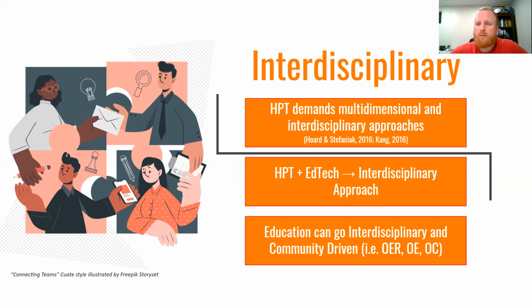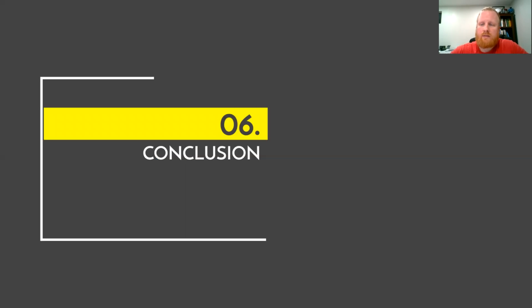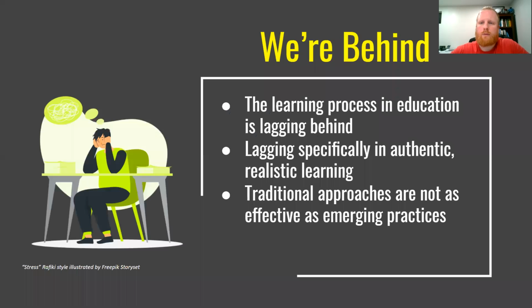Education should be cooperative. And as we take a look at these interdisciplinary approaches, we should continue to keep that in mind for HPT and EdTech. All right, so let's wrap up a couple things. A big notion here is that we're behind. We're still in the traditional teacher-centered environment, and the learning process in education is lagging behind. It's lagging specifically in authentic and realistic learning, especially through the digital learning environment. Because of that, we're not allowing other practitioners and educational professionals to have this collaborative approach in our schools. Traditional approaches are not as effective as some of these emerging practices.